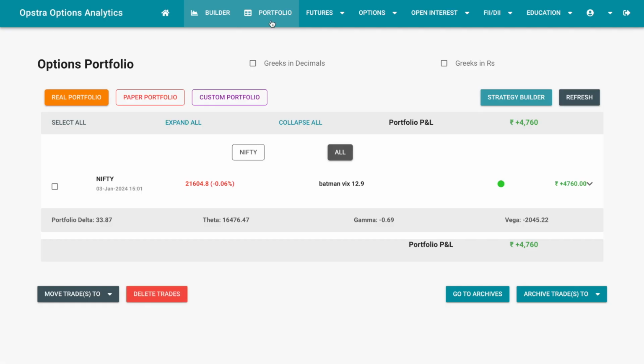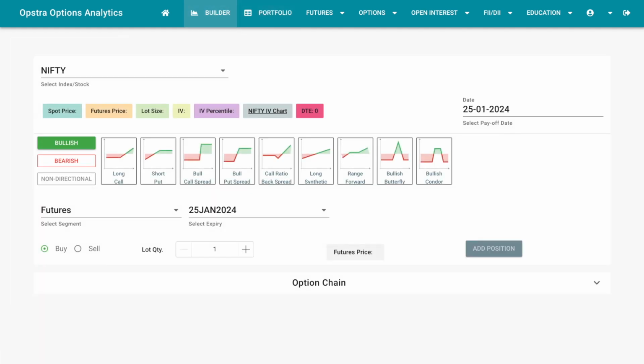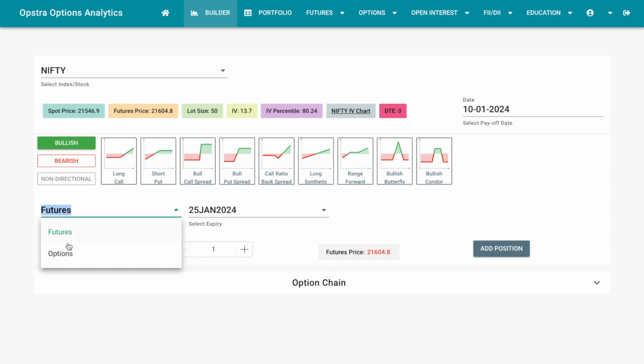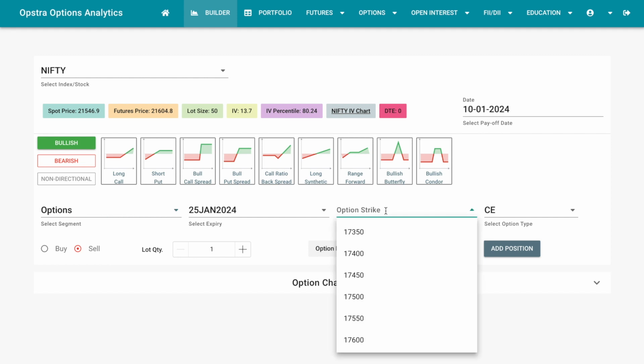Okay, let's go to portfolio builder. Today is like 10th of January. I think the decay will be very good in 25th January. We'll start doing the strangle for 25th January. So we'll start with adding the position of options. 25th January, a strangle, bullish, iron condor, bearish. Let's take the non-directional.